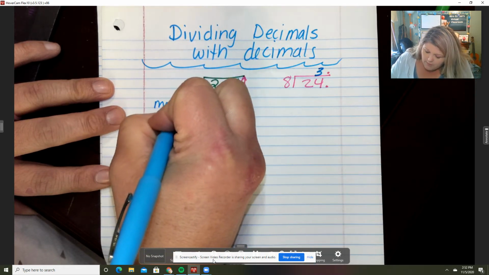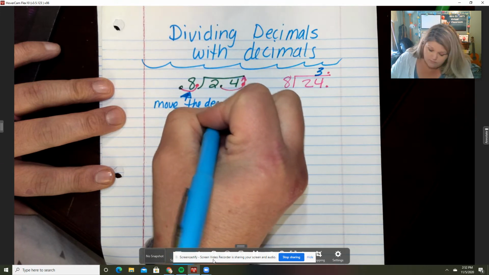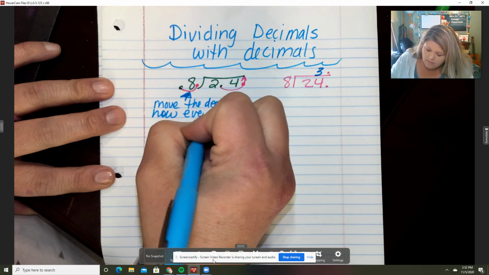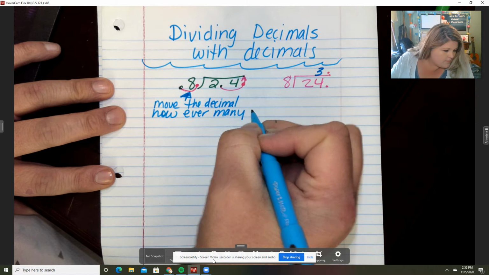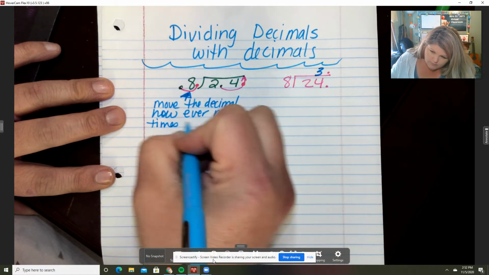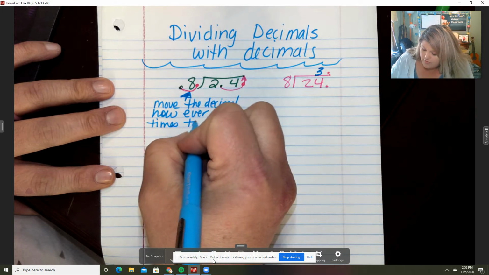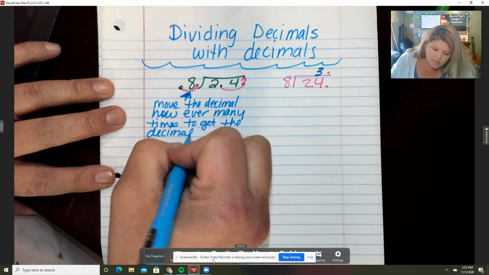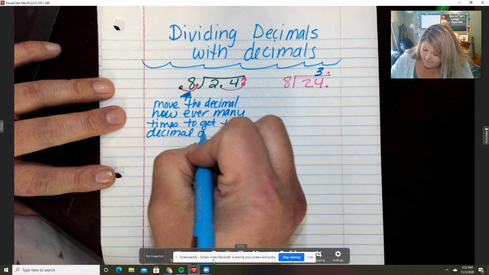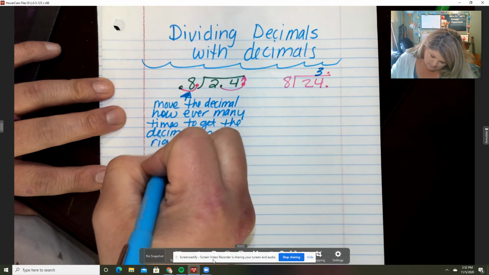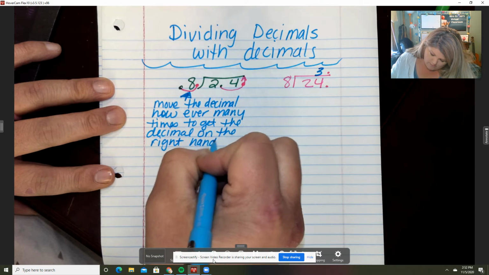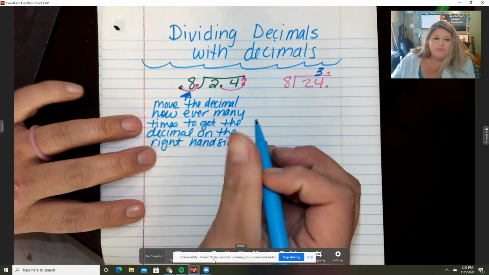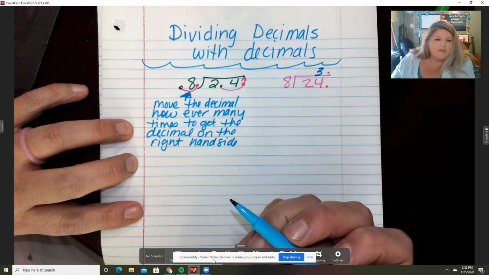You're going to move the decimal however many times to get the decimal on the right hand side.